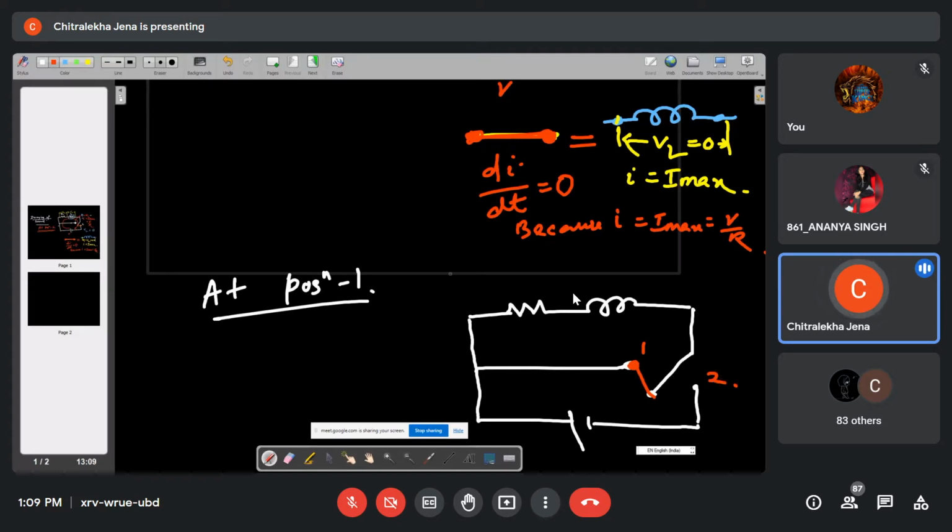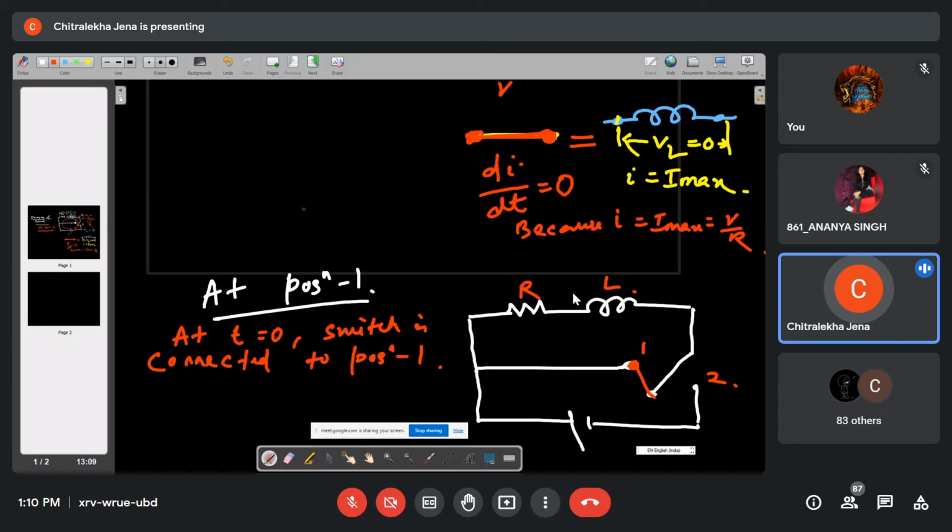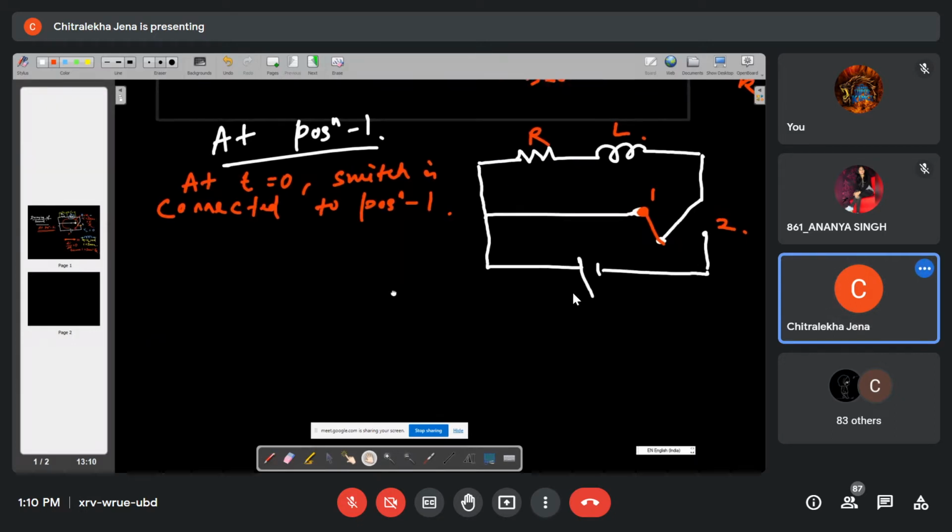Now tell me, at t is equal to 0, the switch is connected to position number 1. So now tell me, what will be the current in the circuit? What is the potential difference across the resistor? What is the potential difference across the inductor? Think and tell. Let it be wrong. No issues at all.